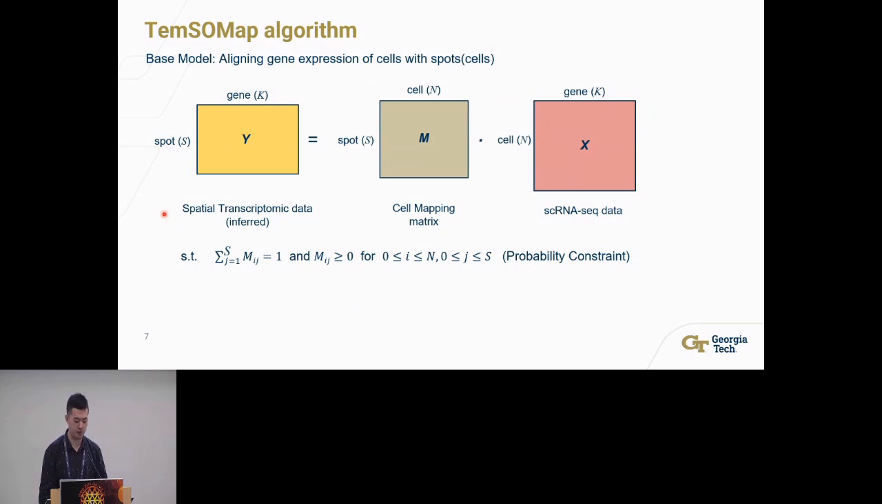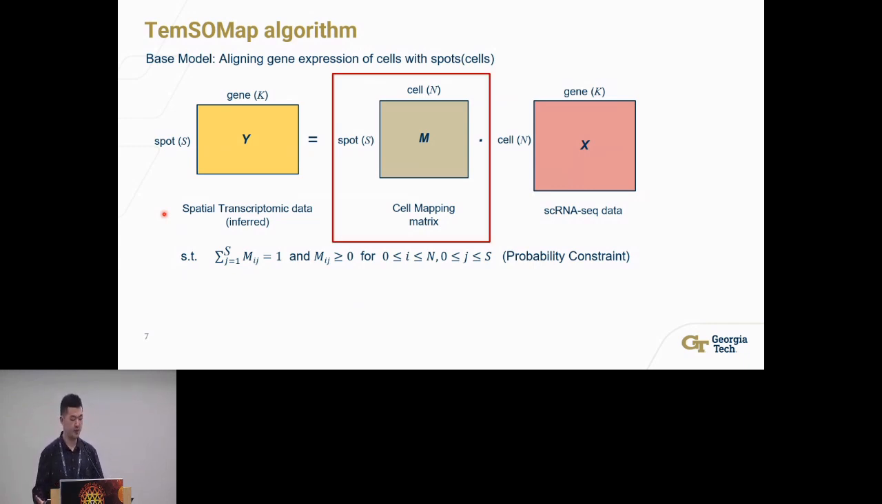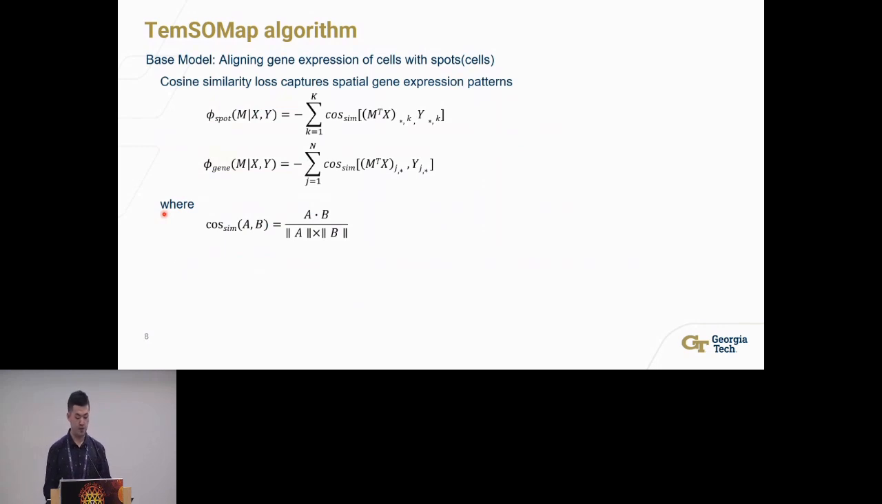Therefore, we enforce probability constraints. So each column sum of M is 1, and all the entries of M are non-negative. And this cell mapping matrix M is the objective and what we want to learn from the model. To compare the inferred spatial transcriptomics data, which is the spot by gene level data and can be computed as M transpose X, with the input reference spatial transcriptomics data Y, we use a cosine similarity loss function.